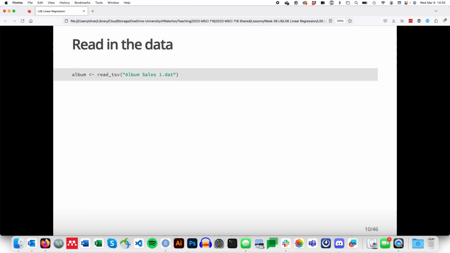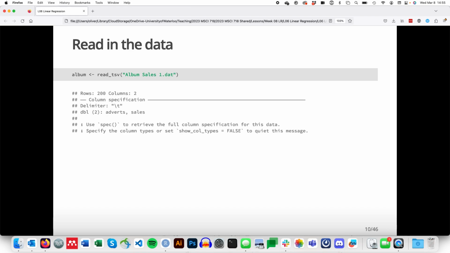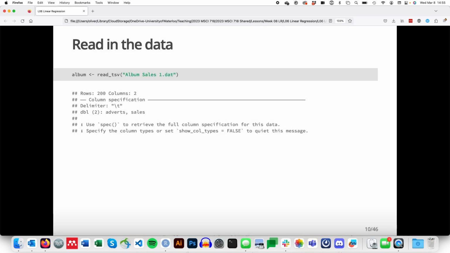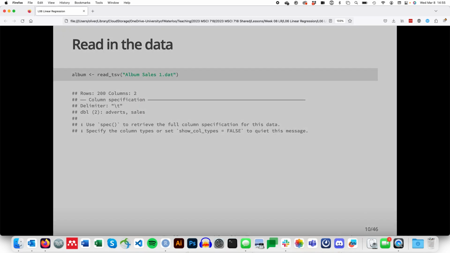So we're going to start by reading in the data, which should be included in that zip file if you've downloaded it from Learn. You read in album sales 1.dat, and we get a little bit of information about this. So there's 200 observations in 2 columns.